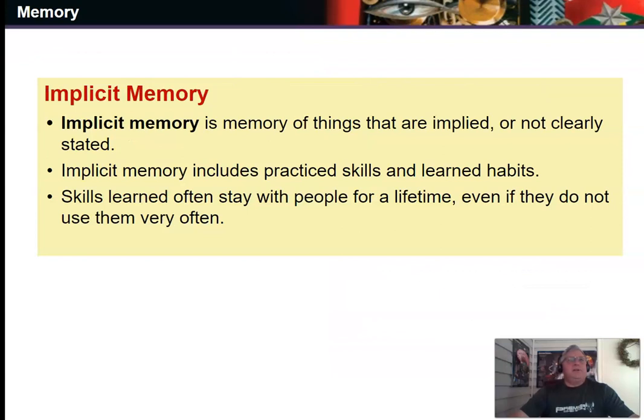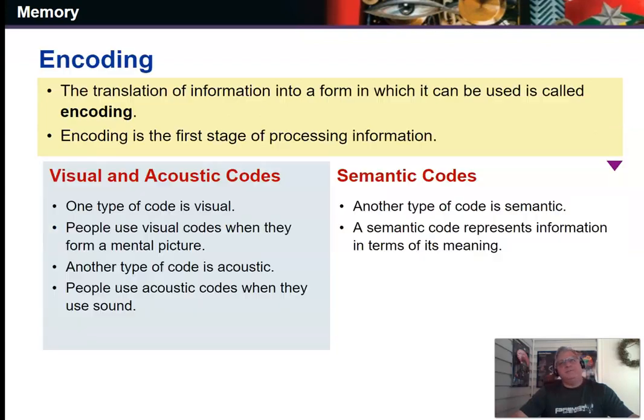An implicit memory is a memory of things that are implied or not clearly stated. Implicit memory includes practiced skills and learned habits. Skills learned often stay with people for a lifetime, even if they do not use them very often.